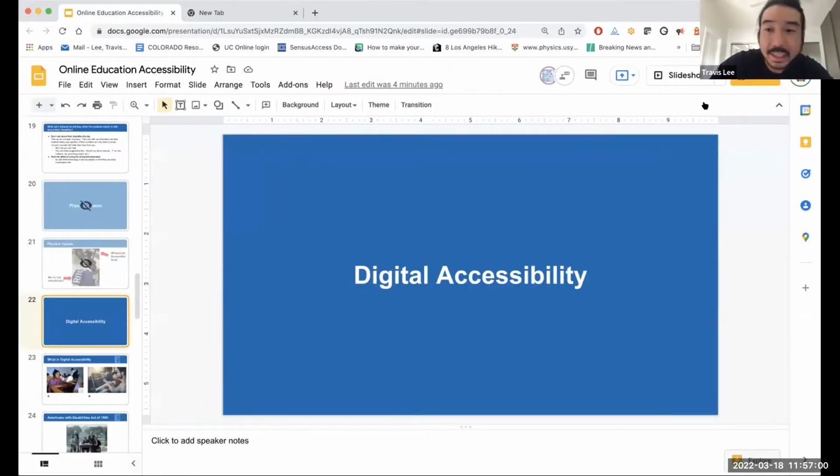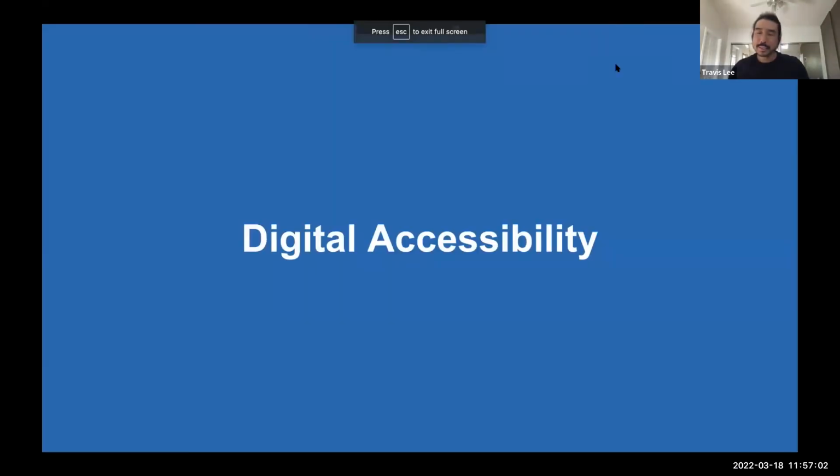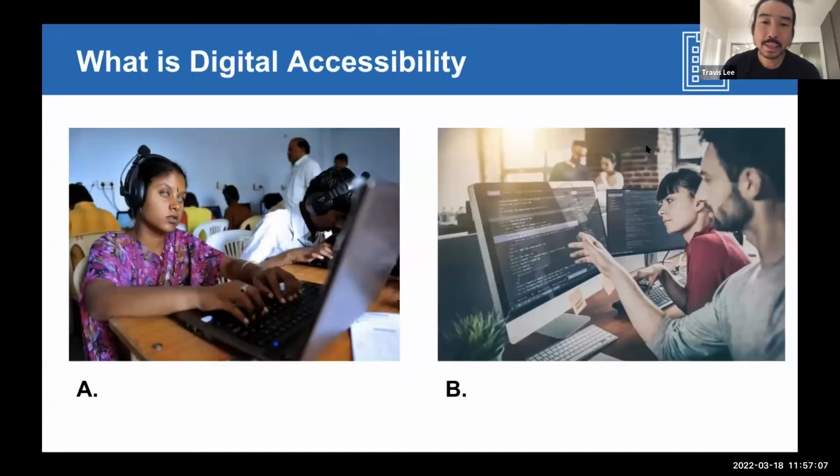Now we're in the section of digital accessibility, which is much more specific to digital environments. So what is digital accessibility? I get that question a lot, and I try to describe my job to people. People don't know what I do. This is what digital accessibility is.